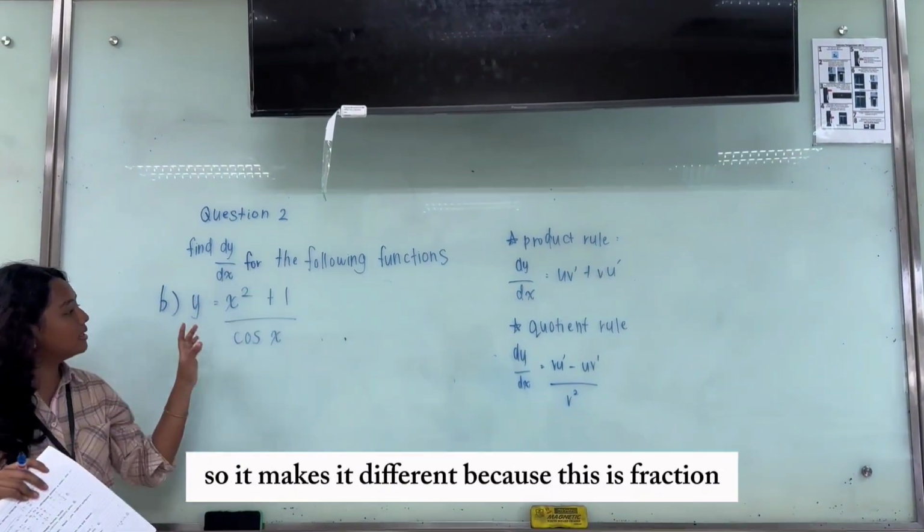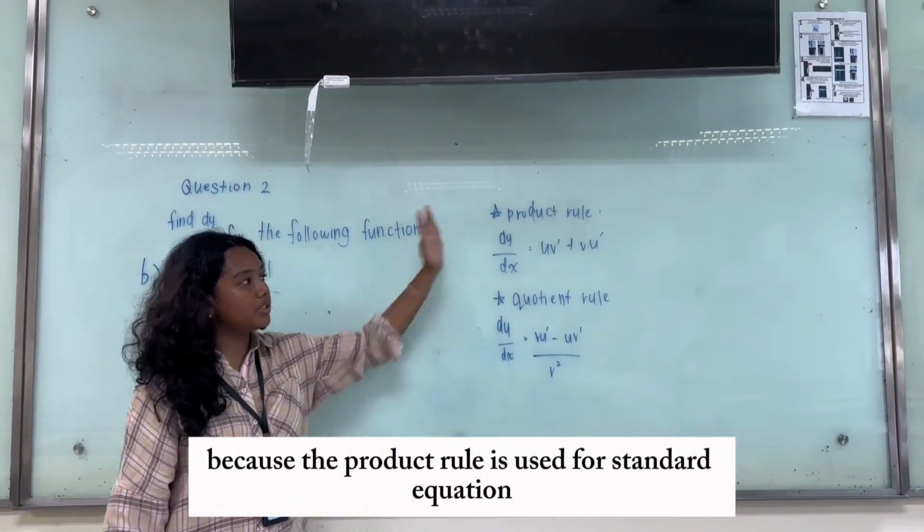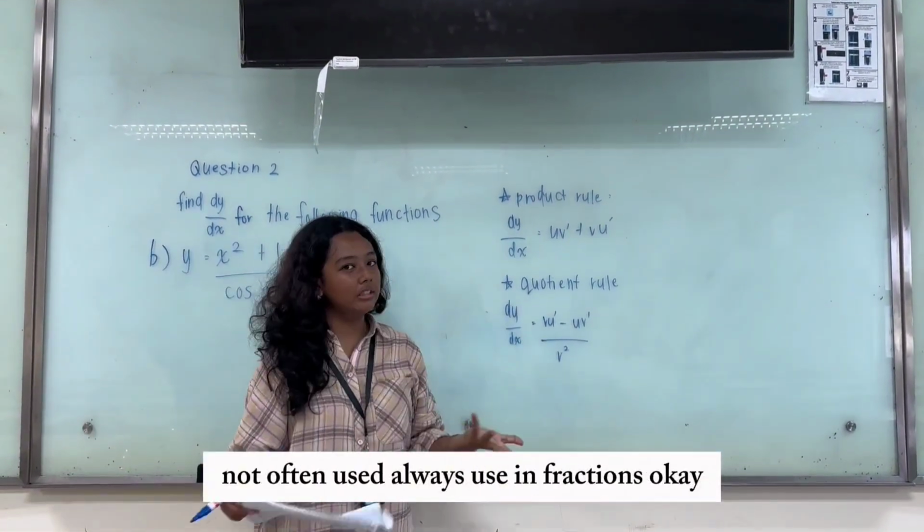It makes it different because this is a fraction. So we'll be using the quotient rule instead of the product rule. Because the product rule is used for a standard equation, while the quotient rule is always used for fractions.